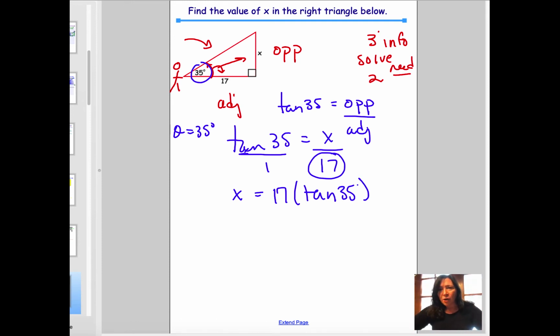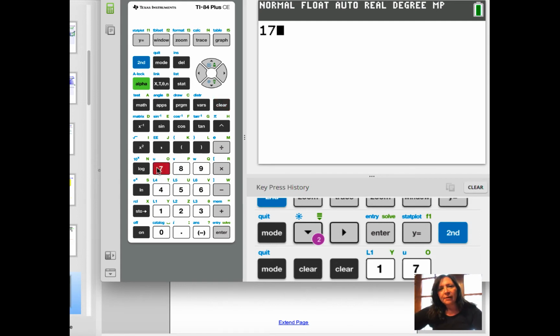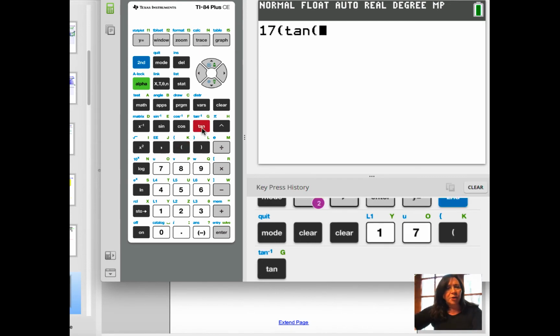Okay, so using 17 tangent of 35. So here's the TI. This is a screen for a TI 84. The screen is on the right. I want you to find 17 times tangent of 35. Type that into your calculator: 17, times, tangent. The tangent button is right here. Then plug in 35 degrees. You do need to make sure that you're in degrees.